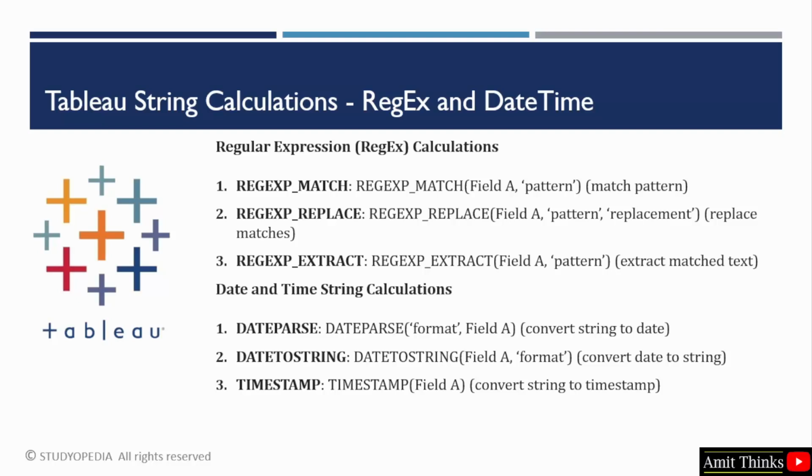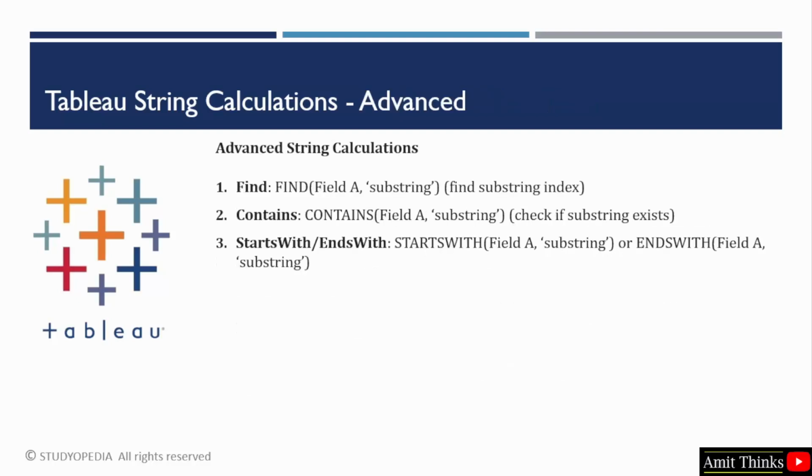Let's say you want to convert a string to a date and then a date to a string. If you also want to convert a string to a timestamp, you can also do it. A timestamp is a sequence of characters identifying when a certain event occurred. It mostly includes your date and time. So these are the date and time string calculations for timestamp, date to string, and date parse.